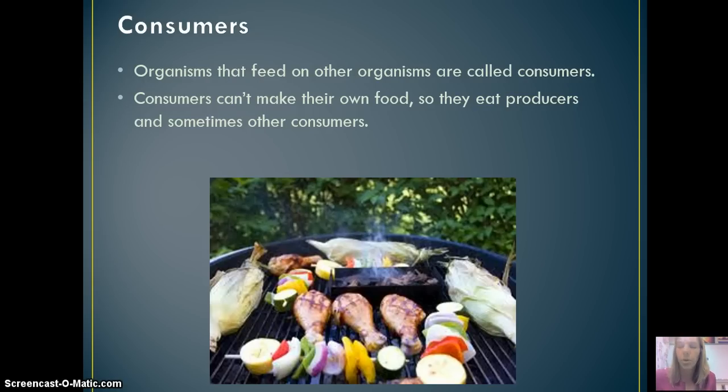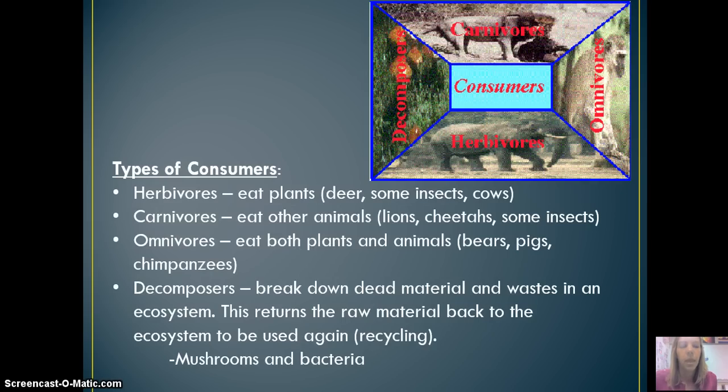All right, so we're going to switch gears and talk about the consumers. Consumers are the living organisms that eat producers or other consumers. They are not able to make their own food. Types of consumers include the following. There's herbivores that eat only plants. A different way of thinking about it, they only eat producers. And here are some insects and cows, examples of herbivores.